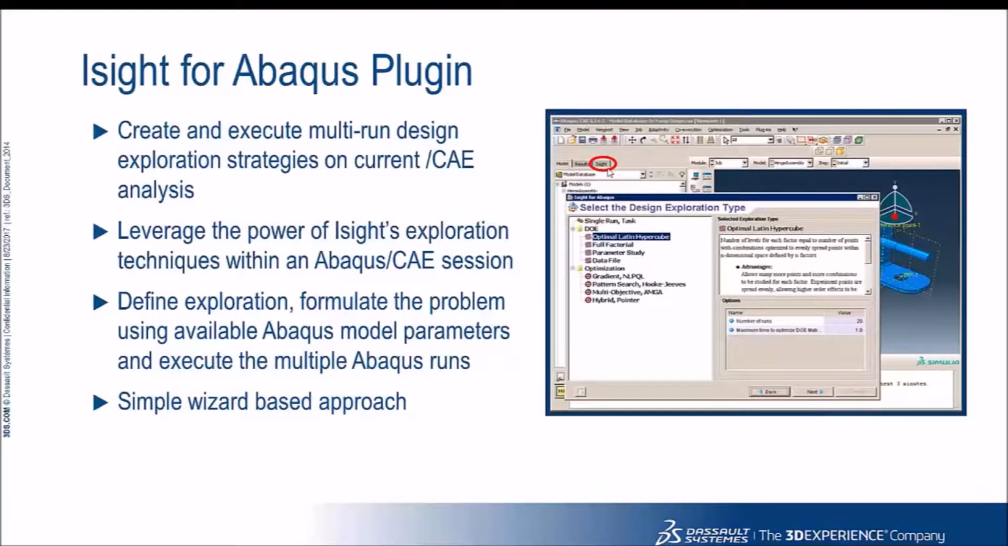Once installed, this plugin appears as an additional tab inside CAE. So you can see you have a model tab, a results tab, and once you install the plugin, you have a new Isight tab. It exposes a subset of Isight's exploration functionality like DOE and optimization inside your Abaqus CAE sessions. It has a very easy to use wizard-based setup that guides the user to define their exploration, formulate their problem using your available Abaqus model parameters, and then you can execute your multiple Abaqus runs either locally on your machine or also via an HPC configuration.